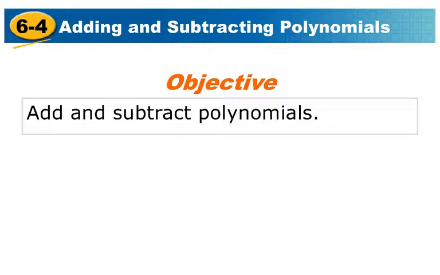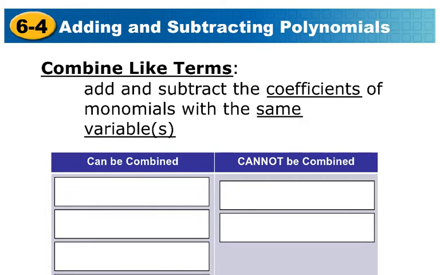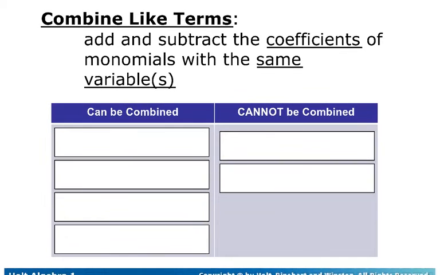And here we are with our 6-4 adding and subtracting polynomials notes. So we're going to add and subtract these terms or parts of the polynomials to combine them together. When we are combining like terms, which is kind of the idea of adding and subtracting polynomials, we add and subtract the coefficients of monomials with the same variables.